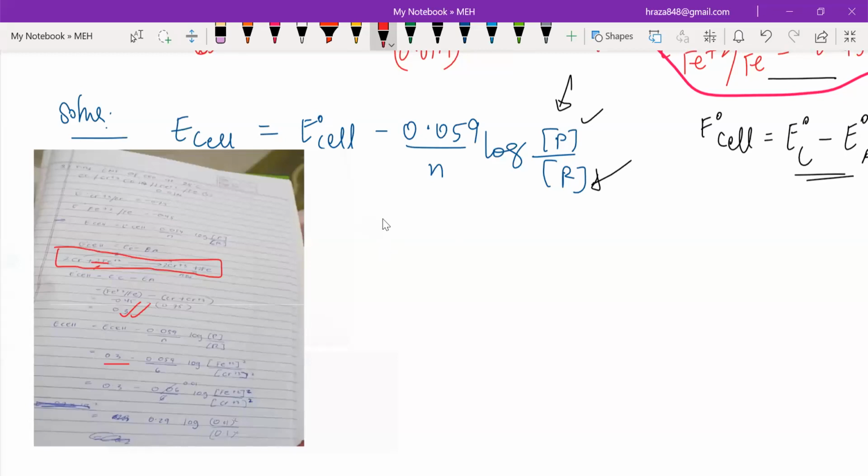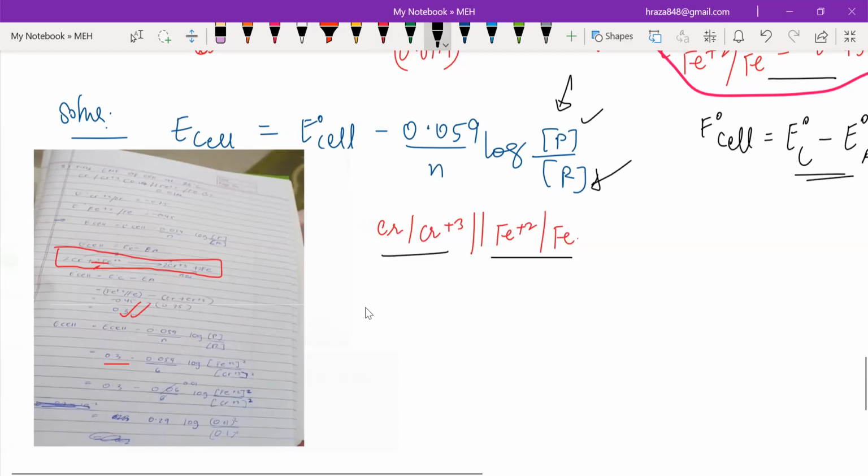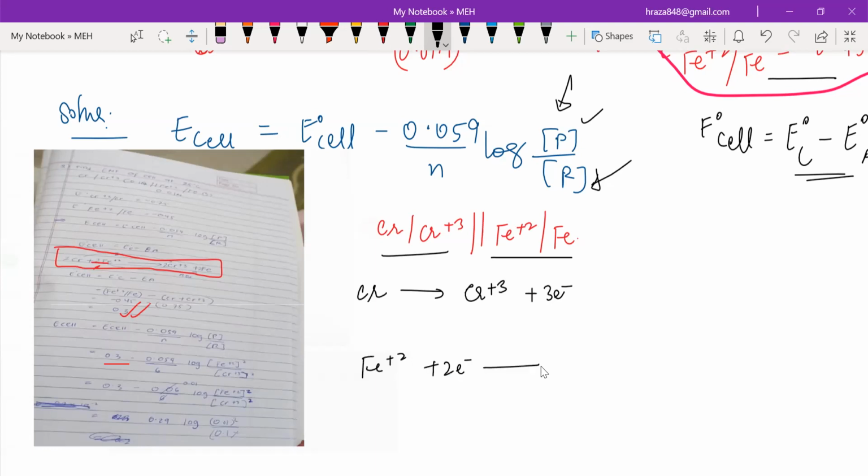Now see. The representation is like this. Cr plus 3 double slash Fe plus 2 slash Fe. Like this, yes or no? Now this is your oxidation, this is your reduction. So can I write Cr is going to Cr plus 3? That means it lost 3 electrons. Now this is your reactant. So it will gain, sorry, reduction. So it will be like this. Yes or no? This is your oxidation half reaction and this is your reduction half reaction.